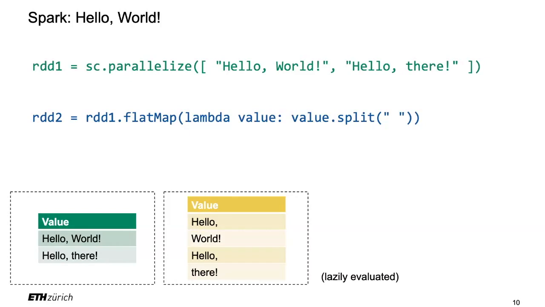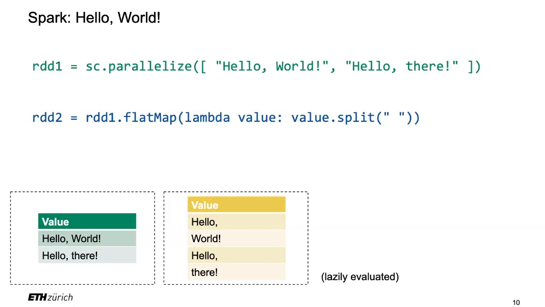So what the lambda means is that every value coming from the input is split, meaning we take the spaces and at every space we split. So we have hello, comma, and then world, and then hello, comma, and then there, right? So you see what's happening in the middle. We associate every string with a split string.